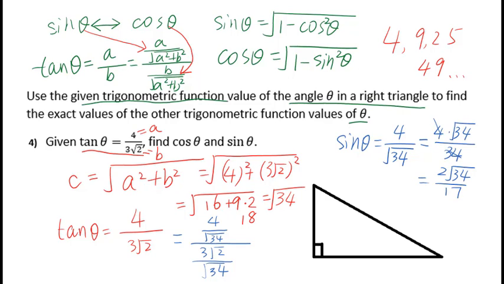For cosine theta, we got 3 square root of 2 over square root of 34. Since both are in the square root, we can reduce. This is 1, this is 17. So basically, we get 3 over square root of 17. Square root of 17, we can write down square root of 17 over 17. Then this 3 carry on.